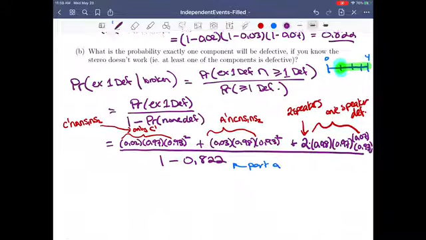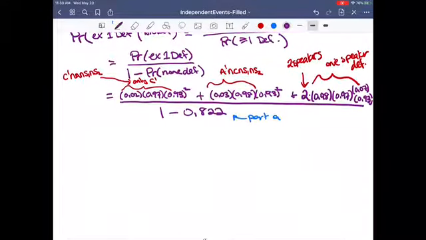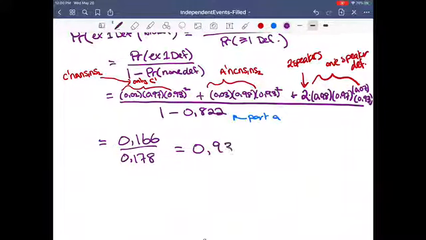So there were still lots of cases on the top, but we can't get around that. Each of them is easy to compute because they're independent. If you add all those up, you get 0.166 on the top, and the bottom is 0.178. So there's a 0.932 chance that if your stereo is broken, it's only one part that's broken.